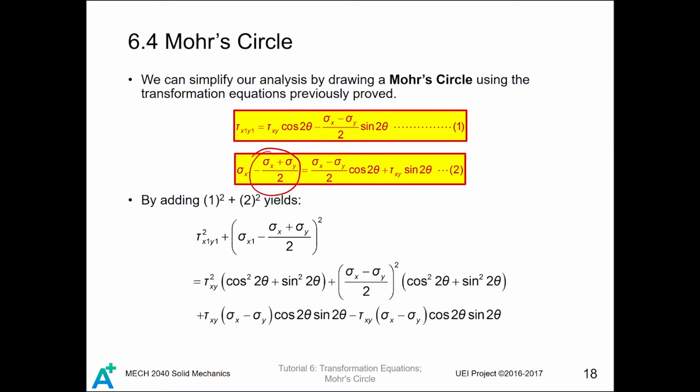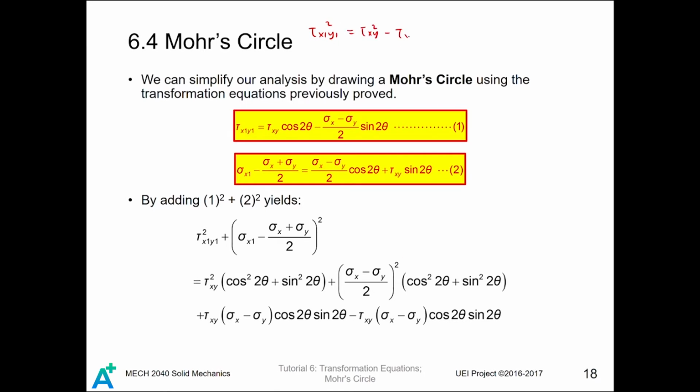So originally, it is sigma x1 equals (sigma x plus sigma y)/2 plus (sigma x minus sigma y)/2 cosine 2 theta plus tau xy sine 2 theta. Okay, so we just put this term to the left hand side to get number 2. Now what we have to do is square both of the equations and add them together. Then for equation 1, you will get tau x1y1 squared equals tau xy squared.